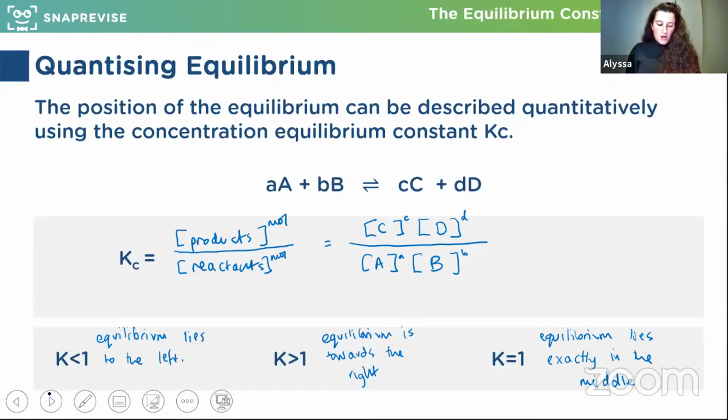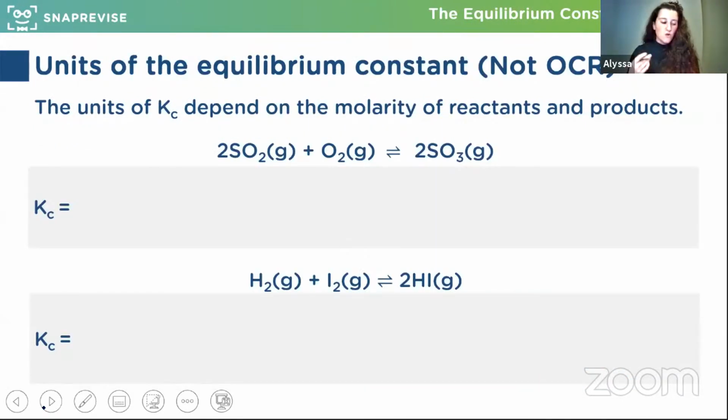Okay. So hopefully we have had practice writing Kc. Let's put it into practice with an actual equation now, not just A's and B's, and then have a go at writing the units. Although you don't need to do the units if you're at OCR, it's not that difficult, so it's worth doing anyway. It's good practice for doing units. So the units of Kc depend on the molarity of reactants and products. It means how much of each we've got.